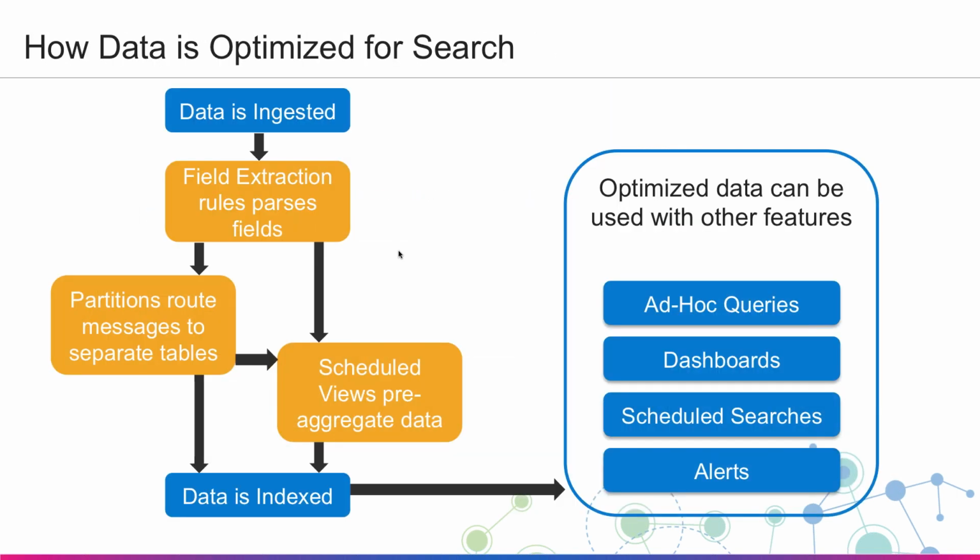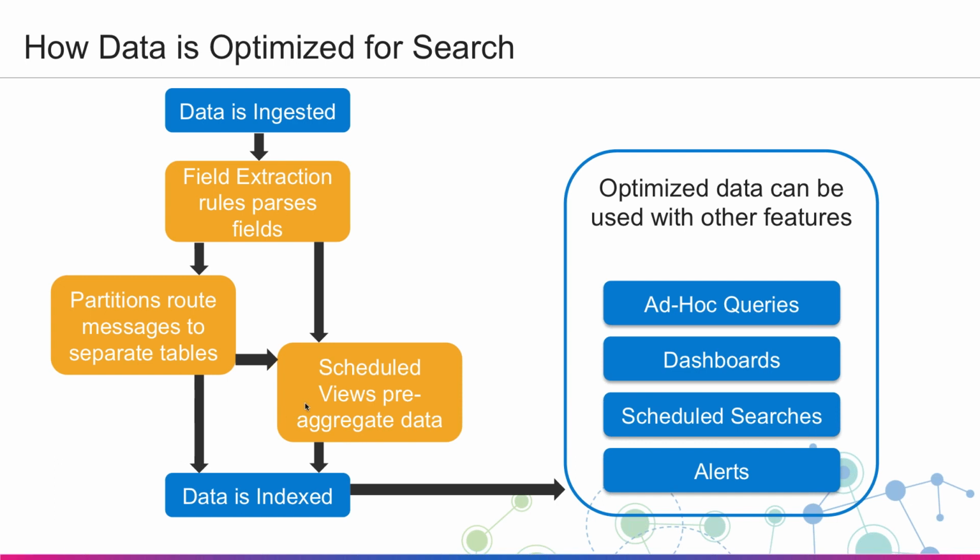So how is data optimized for search? Well, when data is ingested, we apply field extraction rules first to basically pre-parse fields out of your log events. We then reroute data to partitions if you do have partitions set up in your environment. These are basically separate tables that house data.